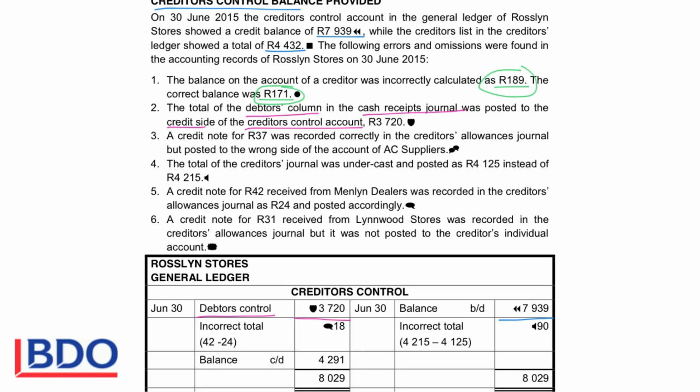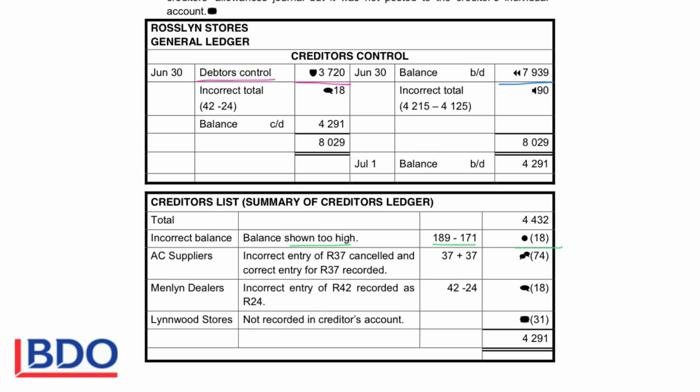A credit note for 37 was recorded correctly in the creditors allowances journal but posted to the wrong side of the individual person. If there was no mistake in the journal, there's no mistake in the creditors control. A credit note that we receive will reduce our creditors, so this 37 was supposed to be recorded on the debit side of the account of AC Suppliers. To correct this in the list, we will have to show that the account must be debited.